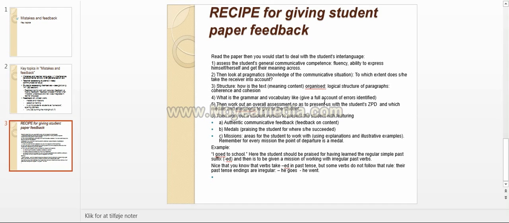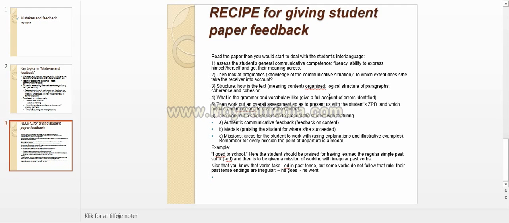And here it was important that you gave a full account of the errors identified and you explain what the errors were, what grammatical rules there are to learn and so on and so forth. But when you then have the whole picture, you work out the overall assessment for yourself.